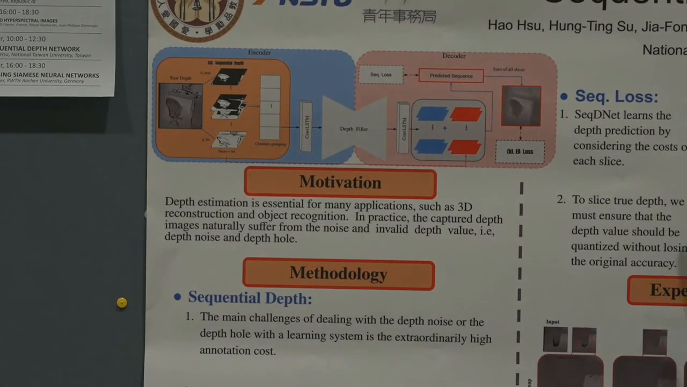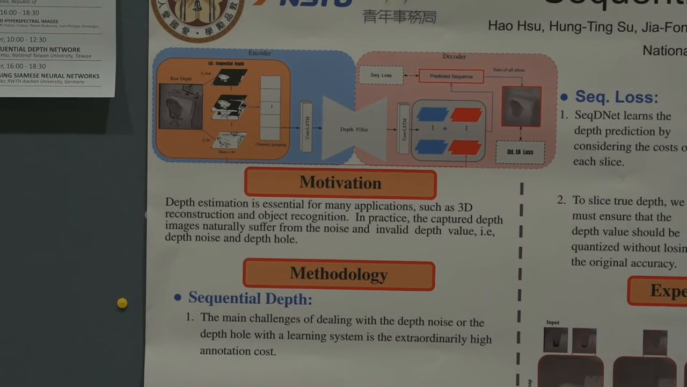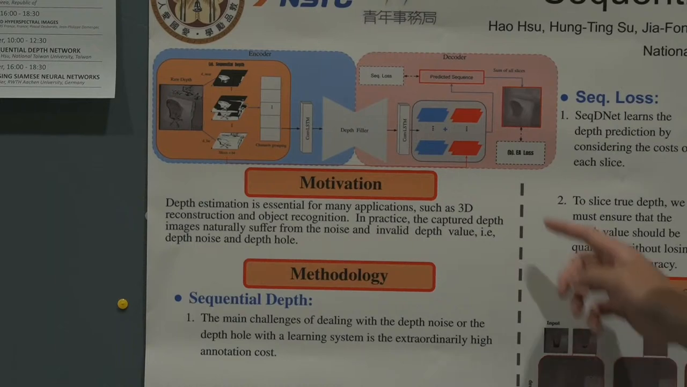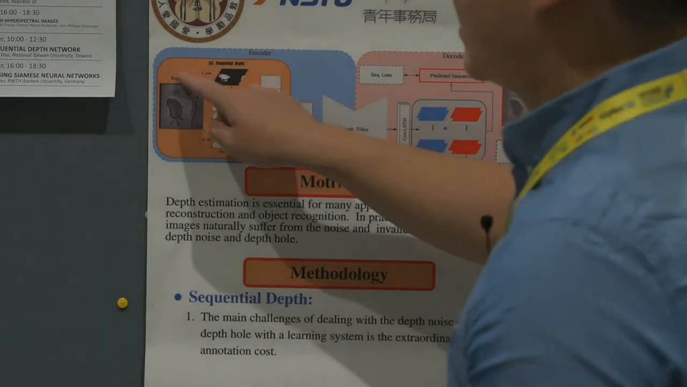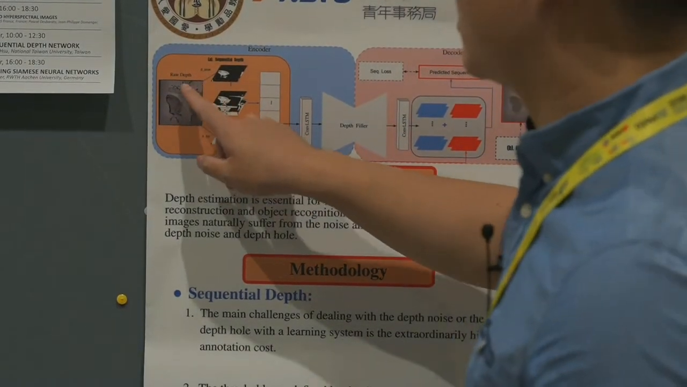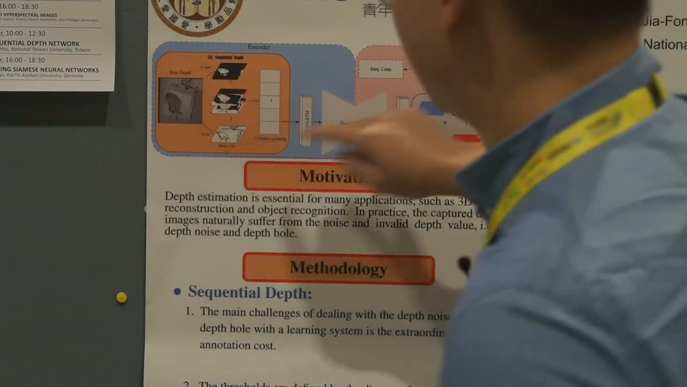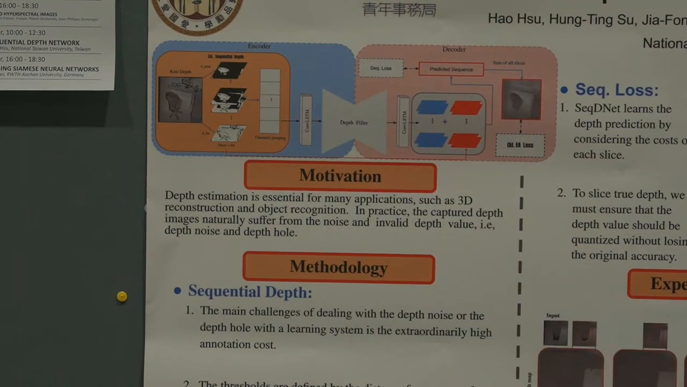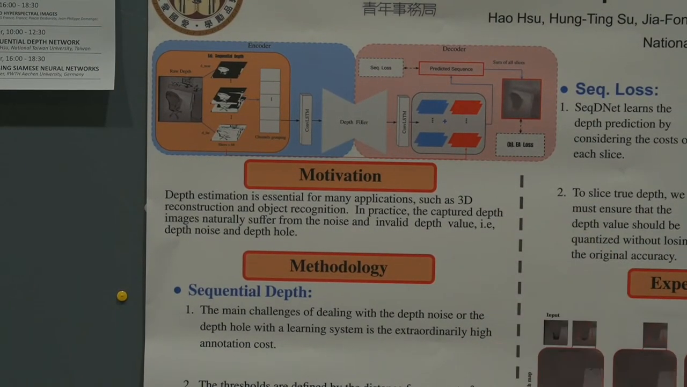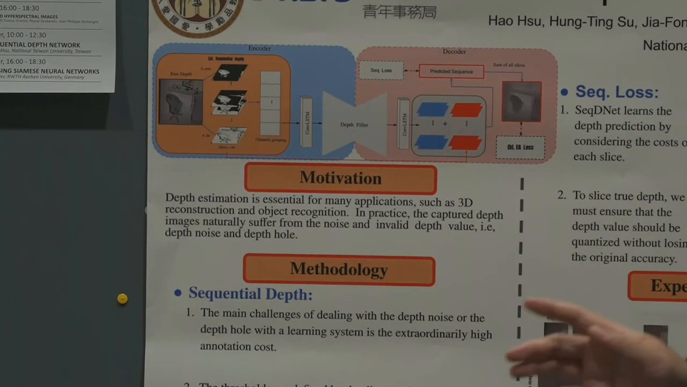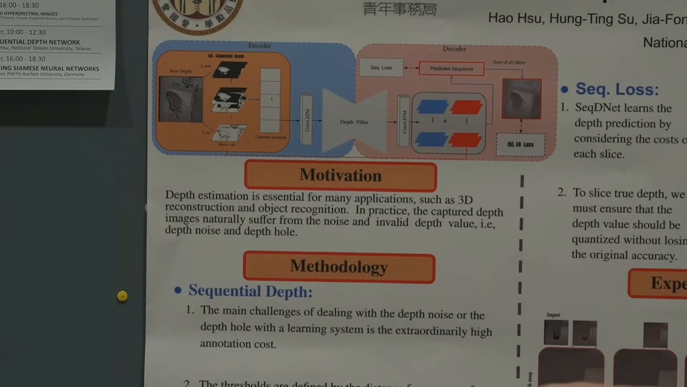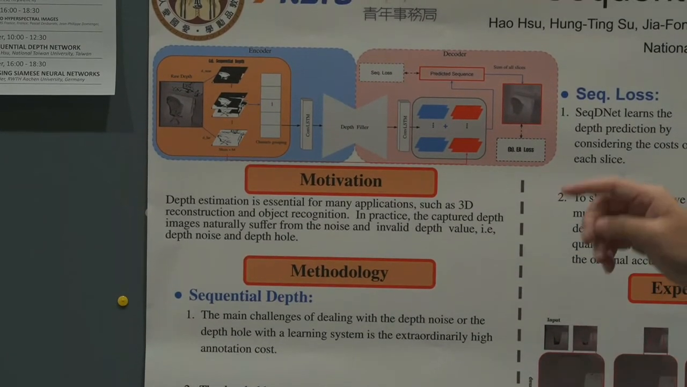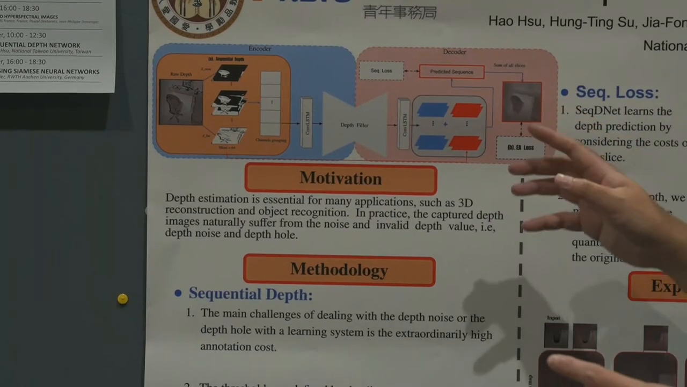So our work is focused on two issues. The first issue is the initial input is always with depth noise, as you can see here. The second issue is we want to focus on the larger area of missing values, which is about 25% of the whole depth image.